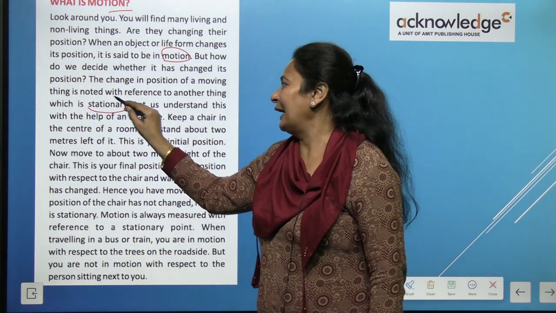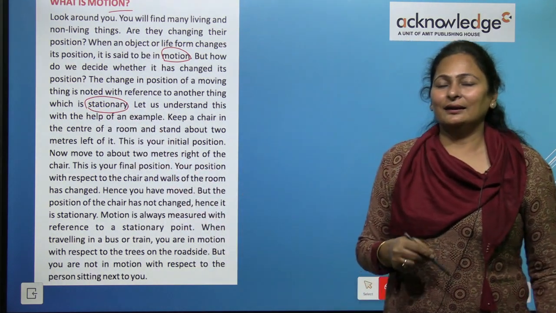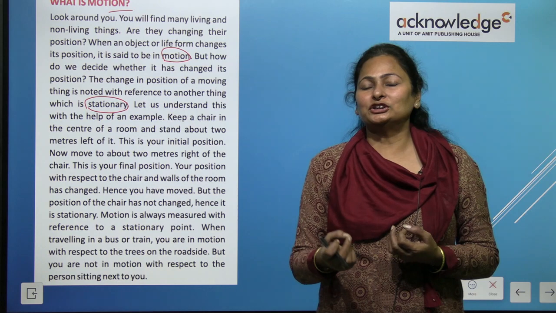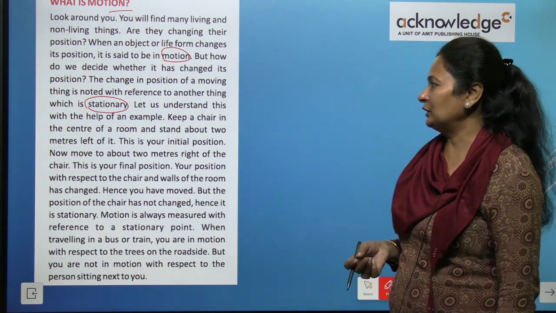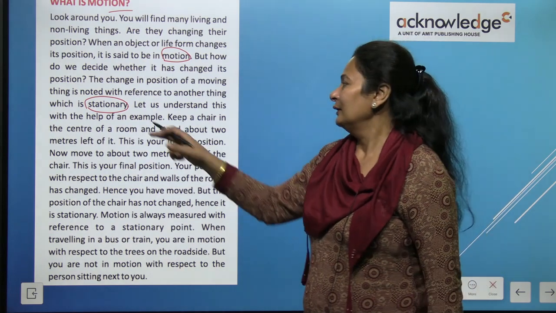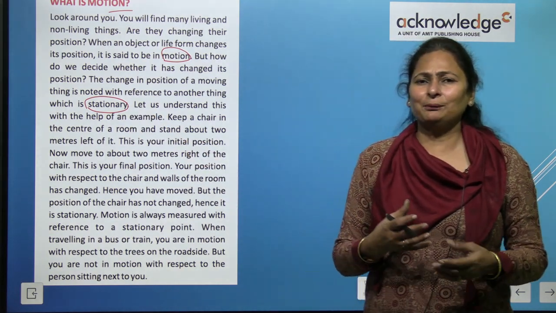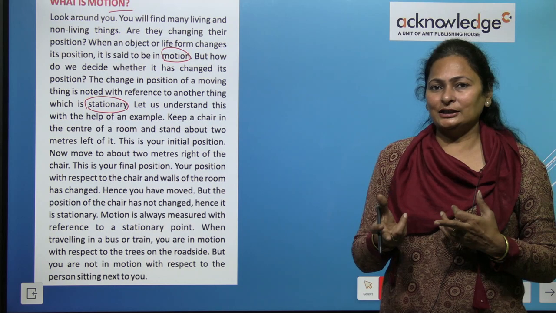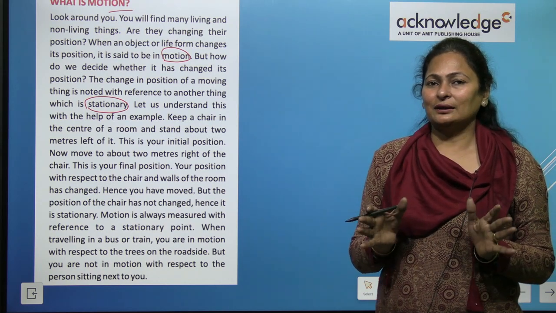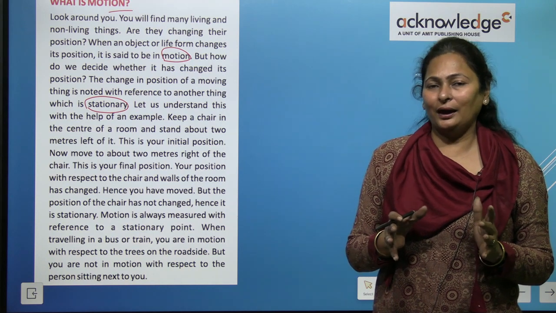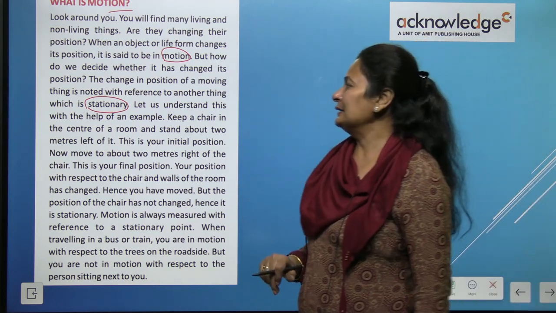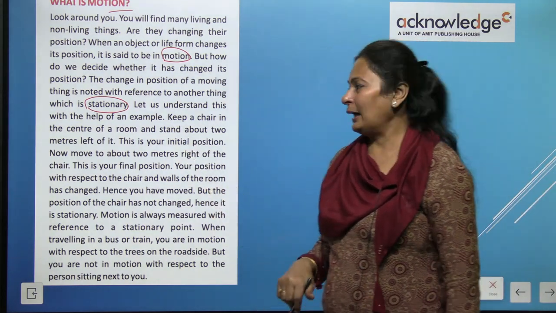Stationary means standing still. The object which is standing still. This is called stationary. एक ही जगह पर रहना. This is stationary, as when we play the game statue. So statue means you are still, whatever position you are in, right? So let us understand with the help of an example.